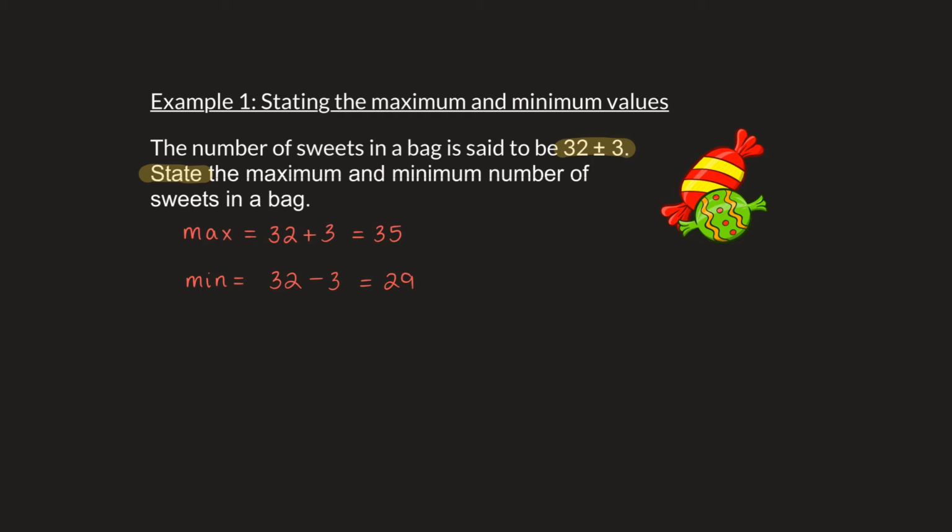Anything below that, so if they packaged a bag of sweets and it was found to only have 27 in it, they would take it back and add more. If they packaged one and it had 40 in it, they would take some out. But anything in between 29 and 35 would be approved to be sold.